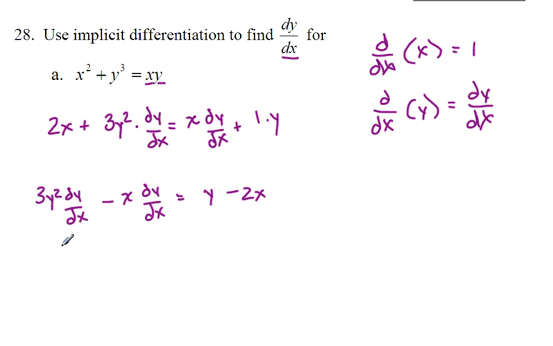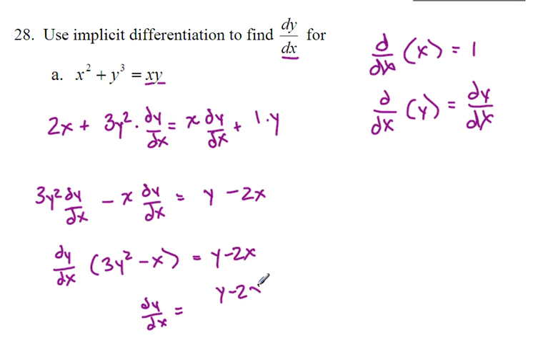So notice in this step we have our dy/dx terms both here, and we have the other terms over here. In the next step, we're going to factor out dy/dx, and we're left with 3y squared minus x equal to y minus 2x. And then the last thing we want to do is to divide. So we're going to get y minus 2x all over 3y squared minus x.